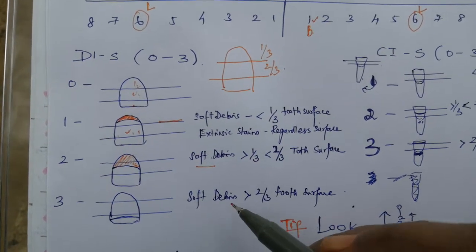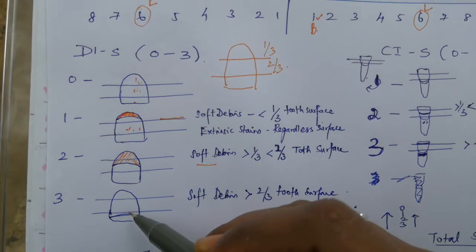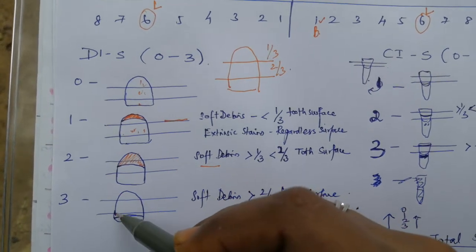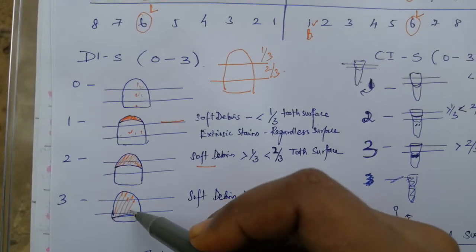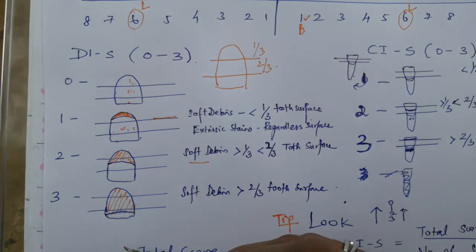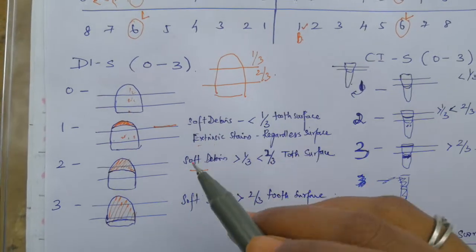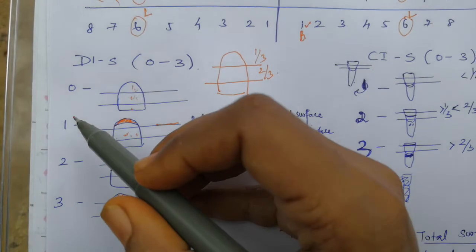If the soft debris is greater than 2/3, this is the 2/3 line, then you score it as 3. But for extensive stain, irrespective of surface, if it is there, then you give score 1.